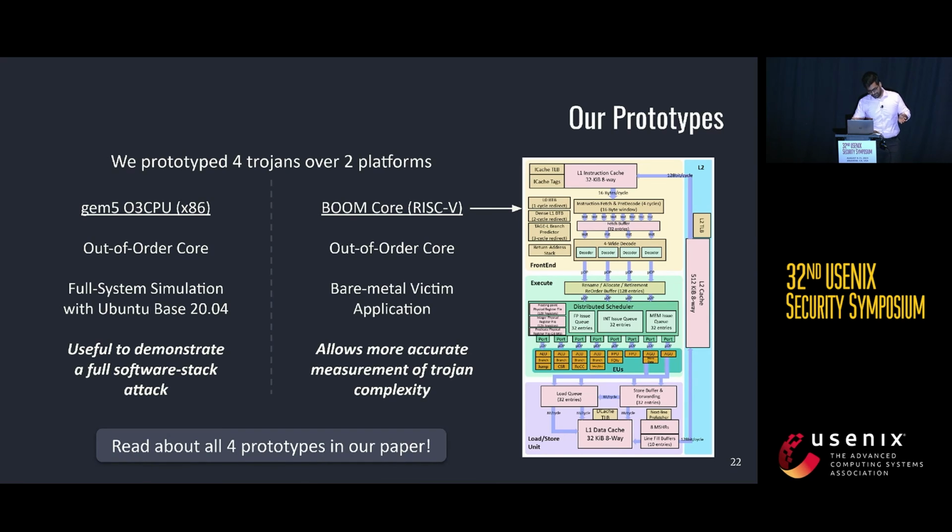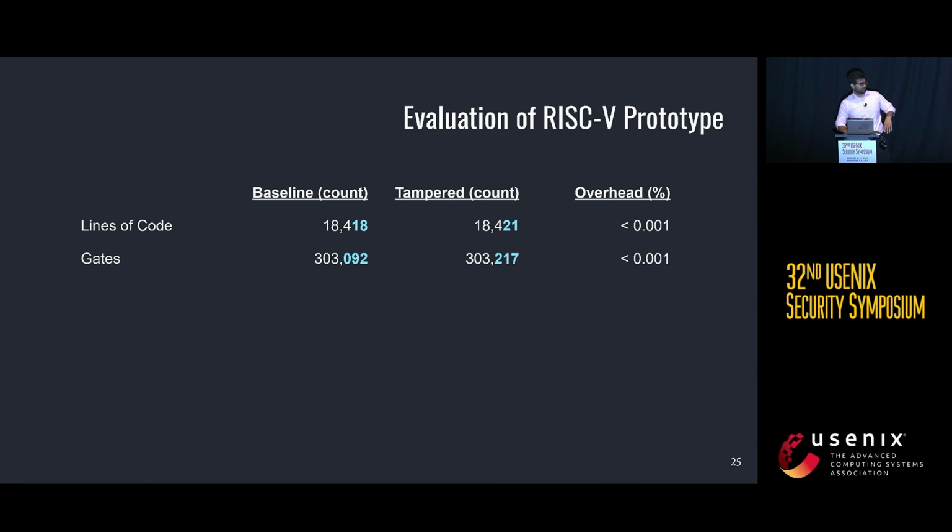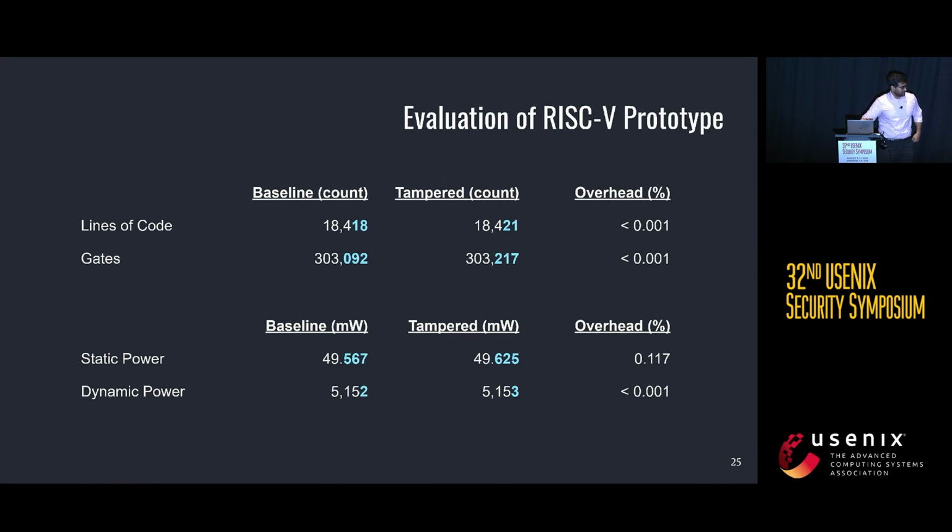You can read about all the prototypes in our paper, but I'll just be going over the evaluation of our RISC-V prototype. So as you can see here, we added a measly 3 lines of code in Chisel to implement the Trojan and on the order of 100 logic gates. And both of these comprise less than 1% of the hardware design. That's incredibly small. And it can similarly be noticed from the power measurements, which were so small that we did not have to make any adjustments to the default configuration of the BOOM core. This fit very comfortably in the existing timing and power budget for the core.